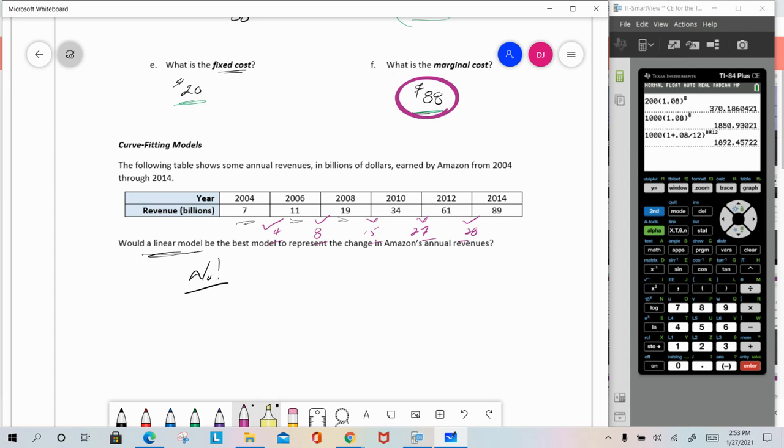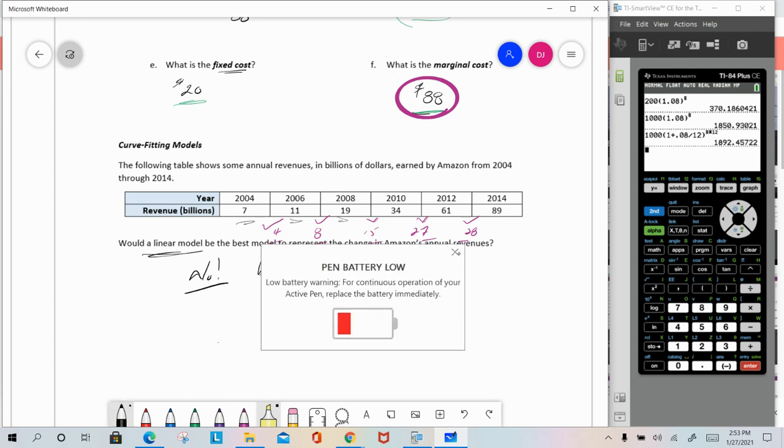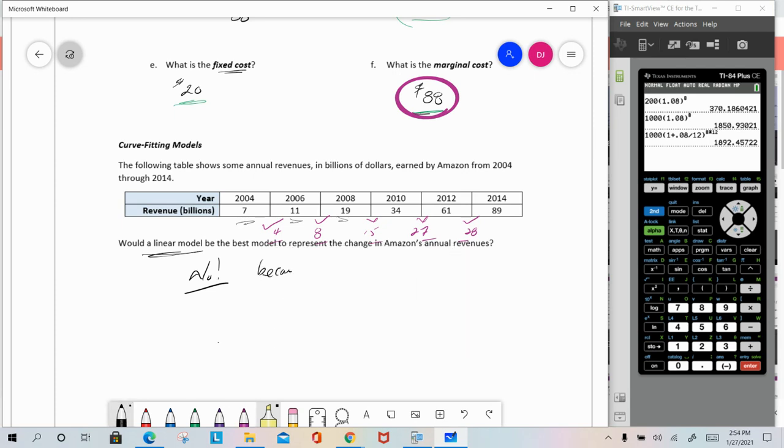A linear model would not be the best because the rate of increase is changing. Okay? Because the rate of increase is changing, and that's why that linear model is not the best. Okay?